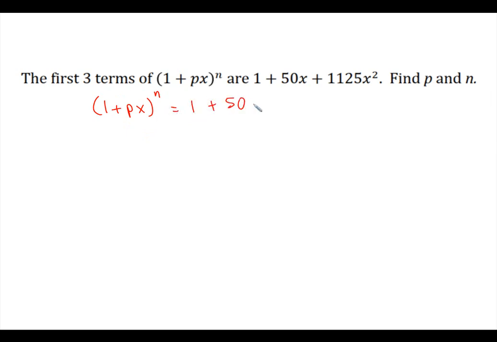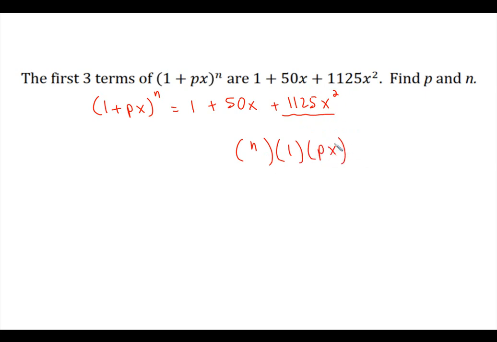plus 50x plus 1125x squared, right? These would be the first three terms. So this is the important term that we're going to use right here, right? So the term that has x squared, we're going to calculate this using the binomial coefficient, right? So this will be n. We have 1 here. We have px.